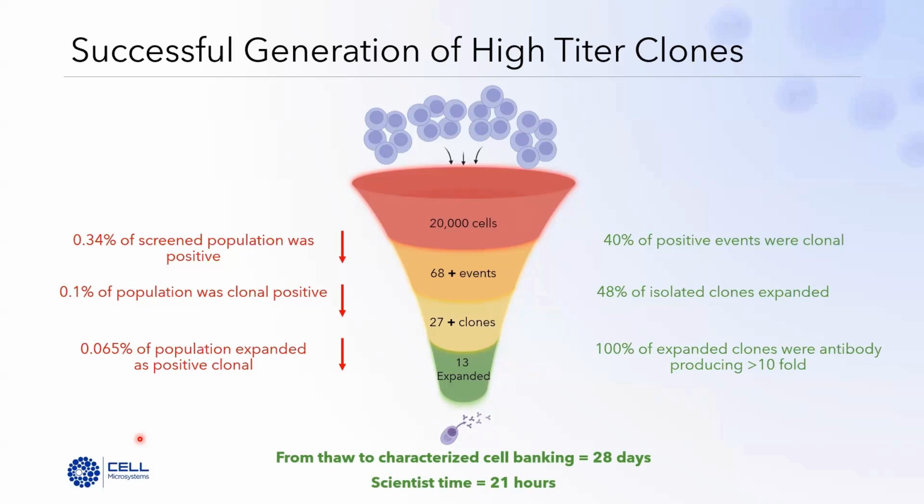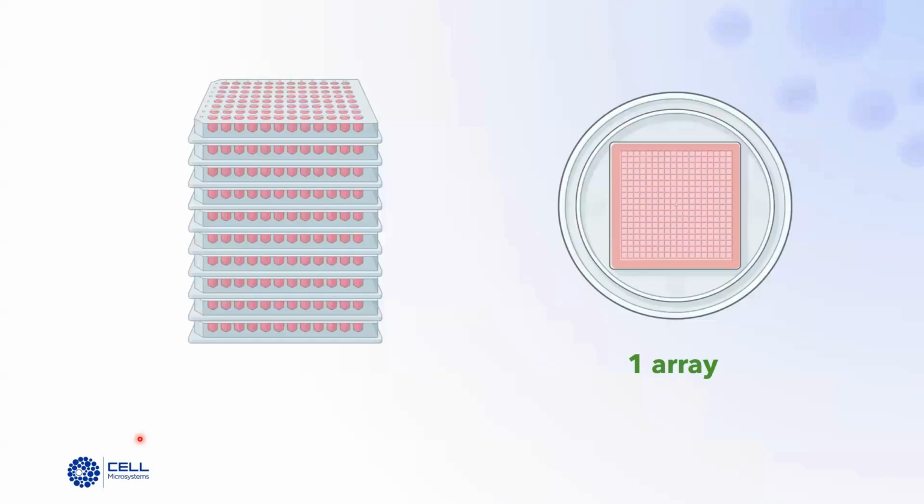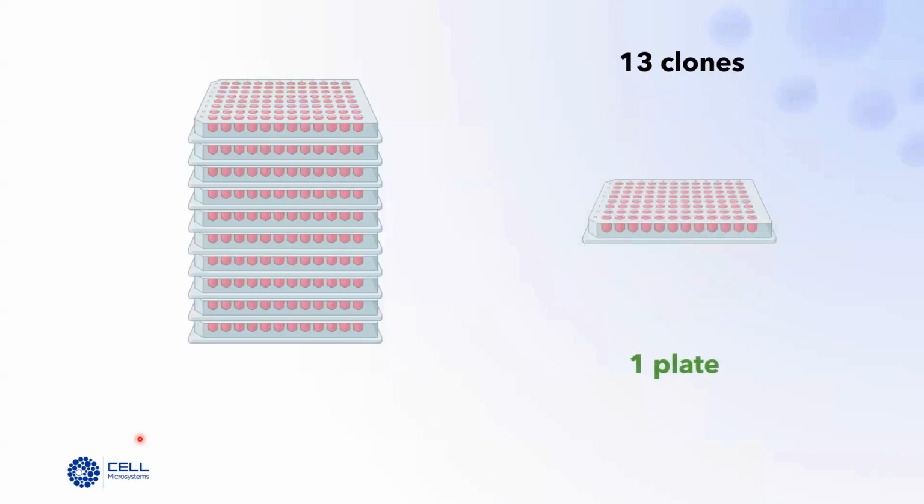So if we put these numbers in perspective for this clone challenge, in a single array, we were able to recover 13 clones in a 196-well plate. Using this same math, if we translated this to limiting dilution or droplet dispensing, or putting a single cell in a well, in a stack like this of 16 plates, we would have recovered 1 clone.